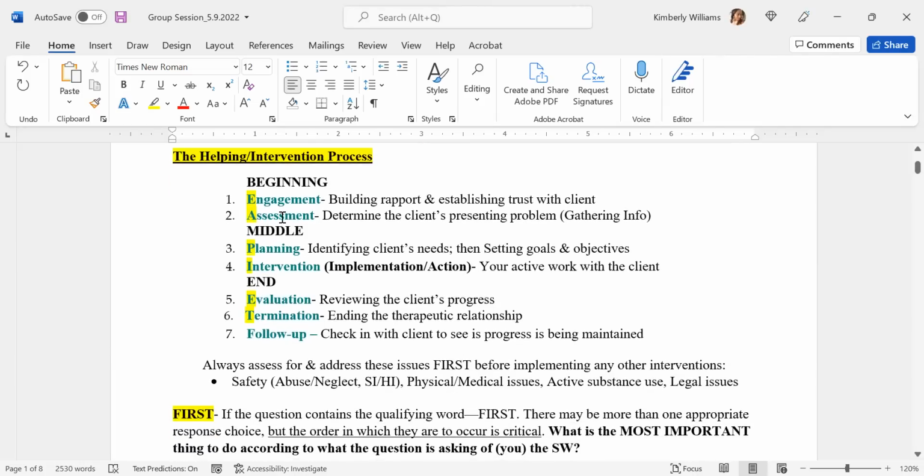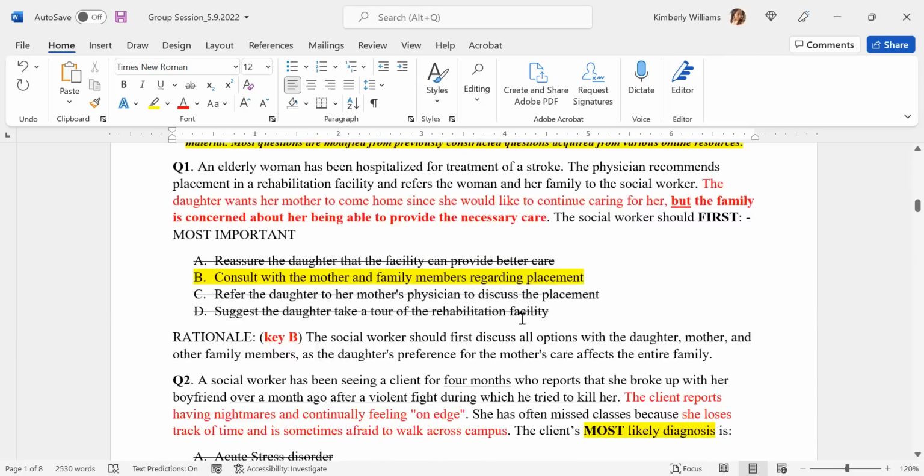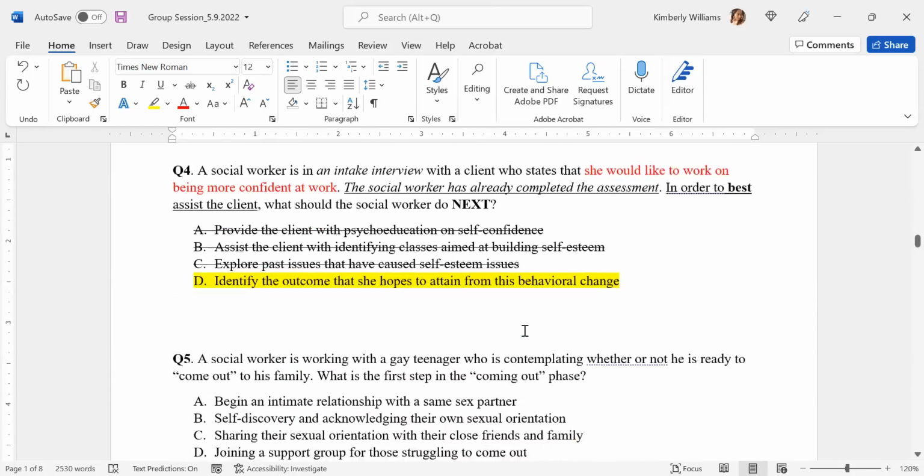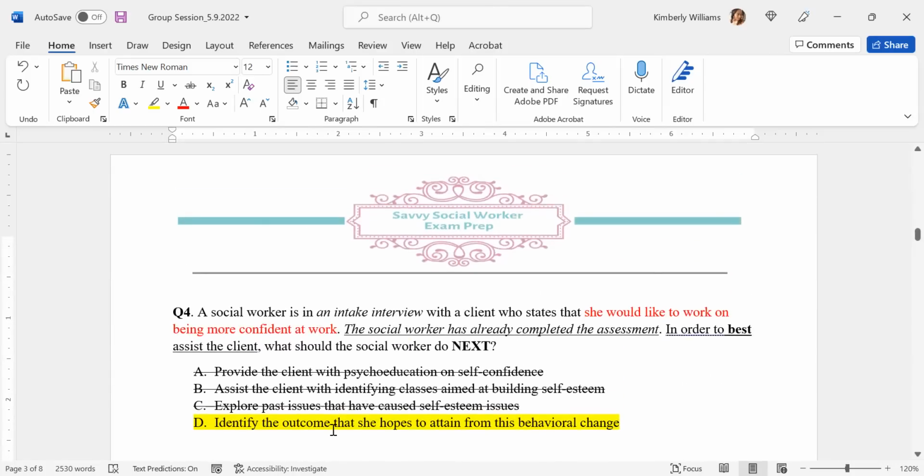In the middle phase, after we do an assessment, we go into the planning phase. The planning phase is where we identify their needs and then set goals and objectives. So almost verbatim, the answer here is to identify the outcome that she hopes to attain from this behavior change. That's basically planning. You want to know, what is the goal that you want to attain? And that's after you do the assessment.